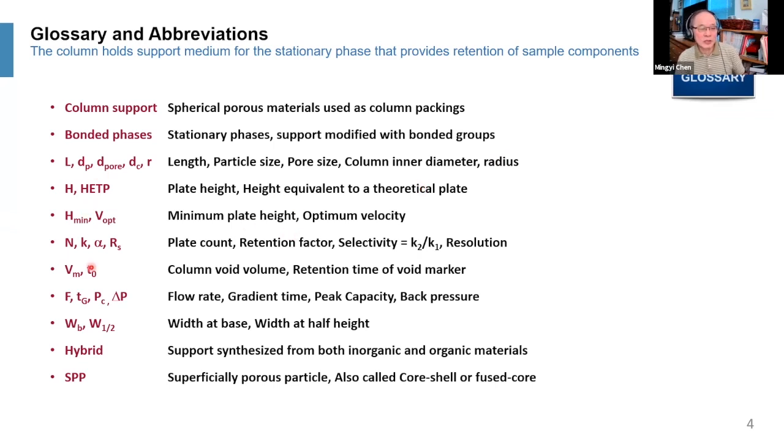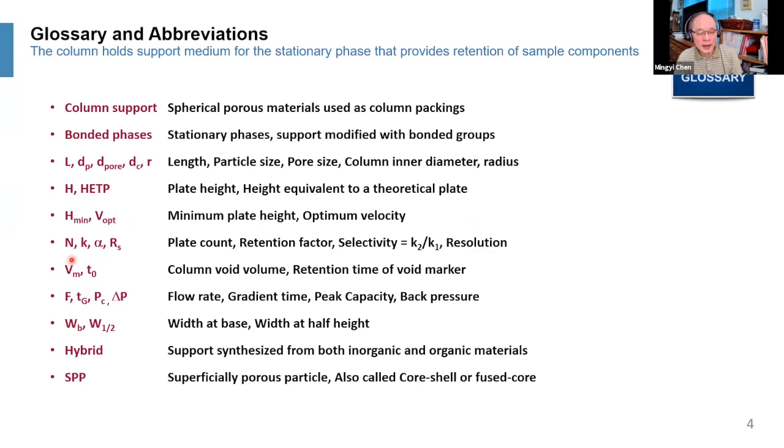Some of the other acronyms: L stands for length, dp for particle size, pore size, dc is the column ID, radius. H stands for plate height, which we would define later, the same as HETP, height equivalent to a theoretical plate. We talk about plates next week. There's something called the minimum plate height, which is the best operating condition, giving you maximum efficiency per unit length. That happens at something called the optimum velocity.